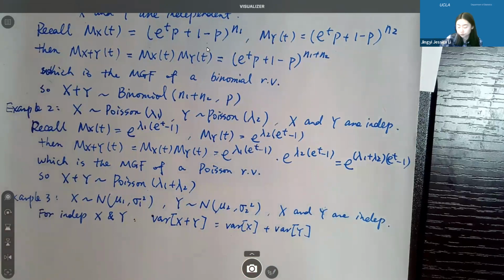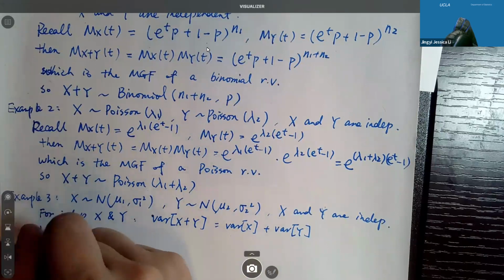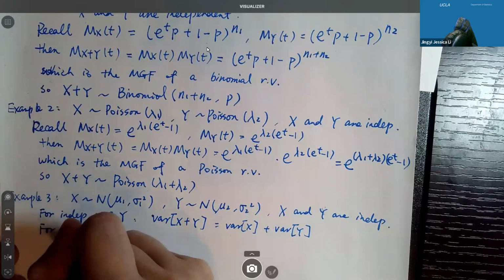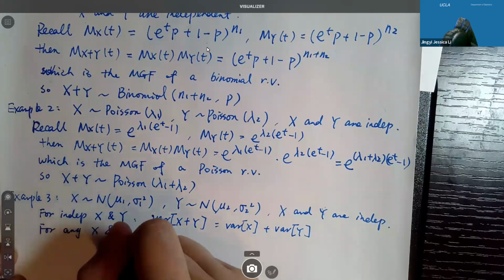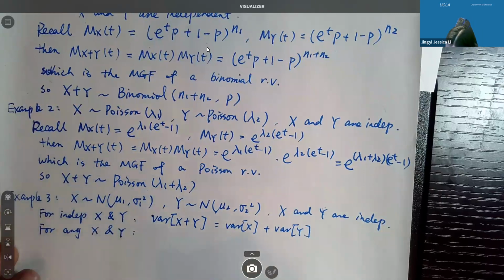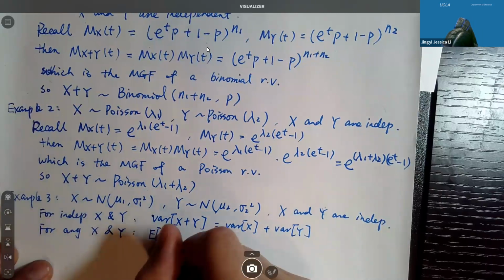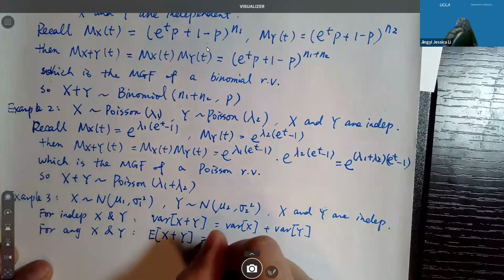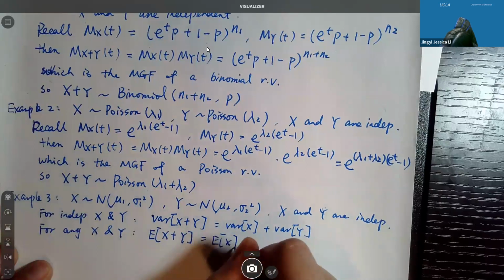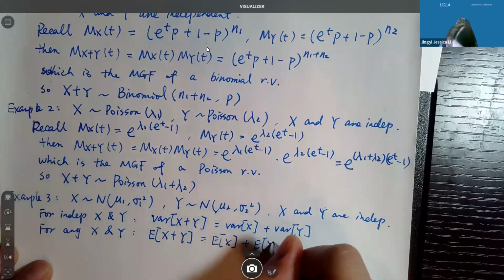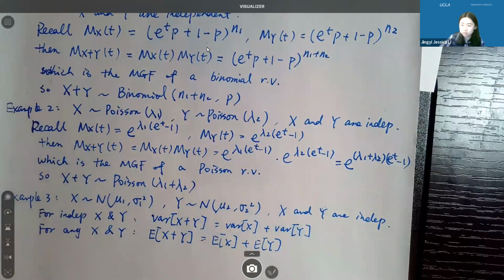Okay, this is just a fact that holds for independent x and y. And regardless of the dependence, I'll just say for any x and y, they could be dependent, they could be independent, the expectation of their sum is always equal to the sum of their expectations. So this expectation relationship doesn't require independence. It just holds in general.